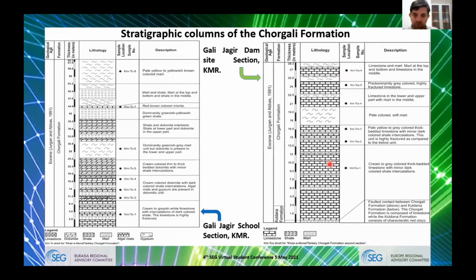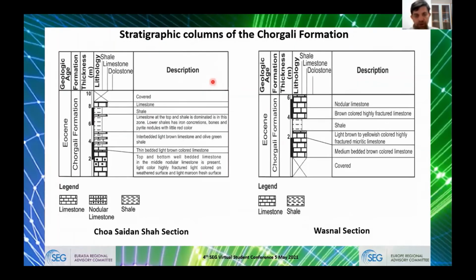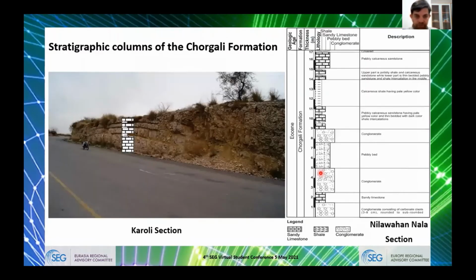Now, stratigraphic columns of the Chorgali formation at different sections. In the left, we have the stratigraphic column of the Gully-Jagir school section, and it has a thickness of 62 meters. And in the right, we have the Gully-Jagir dam site section with a thickness of approximately 28 meters. In the left, we have the Chua Saidan Shah section with a thickness of approximately 8 meters, and in the right, we have the Versanal section with a thickness of approximately 6 meters. In the left, we have the Karoli section which has a thickness of 4 to 5 meters, and in the right, we have the Nilavahan Nala section which has a thickness of 17 meters.